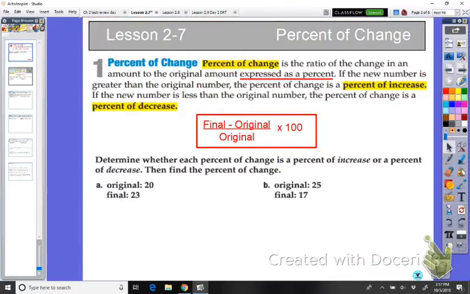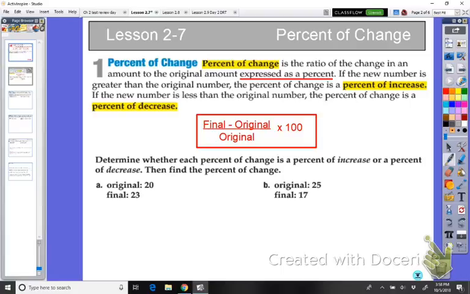We'll learn about it in the next few slides. This is lesson 2.7 in your packet of notes. As you're watching this video, listen to my explanations and take the notes in your packet as well. This first section is on percent of change. Percent of change is the ratio of the change in an amount to an original amount, and it's always expressed as a percent. If the new number is greater than the original, then it's a percent of increase. If the new number is less than the original, then it's a percent of decrease.